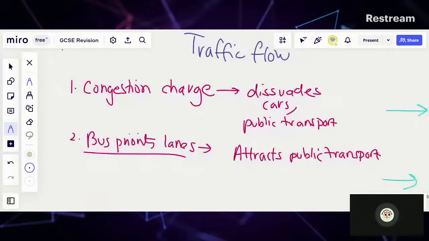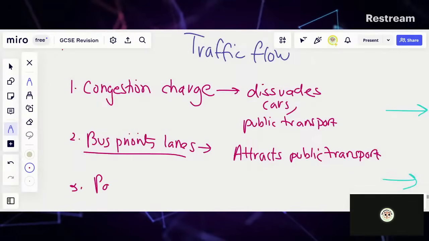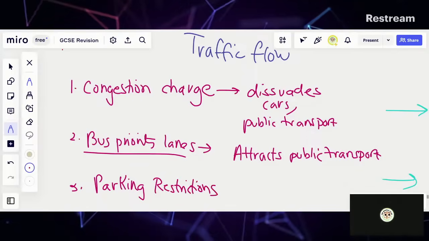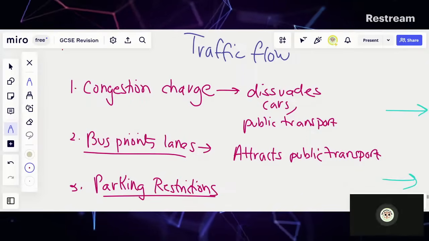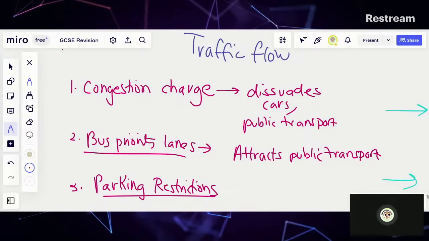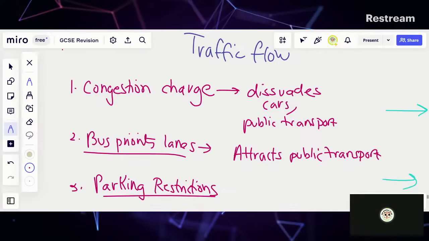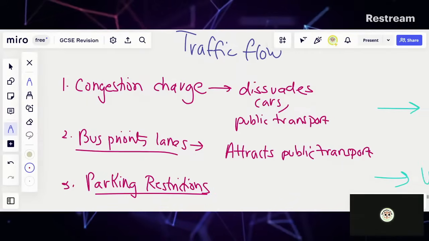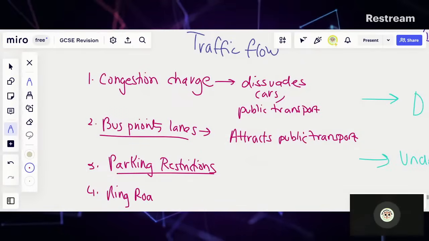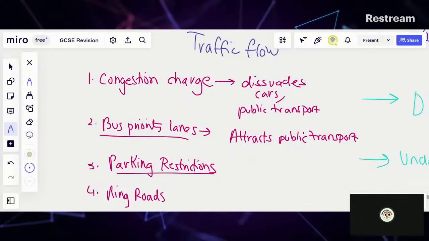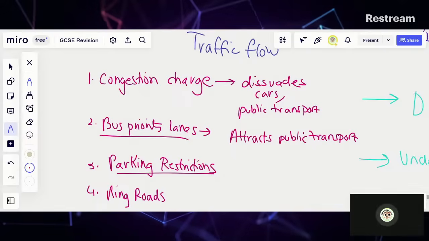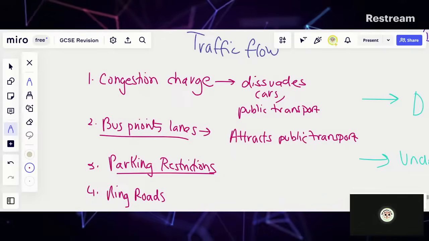Another method used is parking restrictions. Now, parking restrictions make sure that parked cars do not block the traffic flow. So they're just certain measurements that are taken into place. And finally, ring roads. Now, if you don't know what ring roads are, these are just pedestrianised shopping streets that keep traffic away from the city centre, therefore ensuring that all of the pedestrians have a much safer experience.